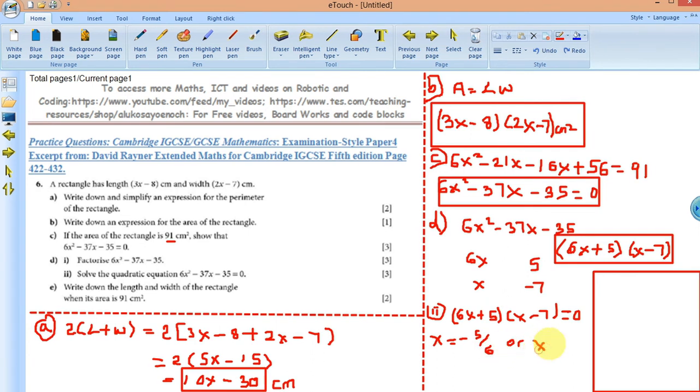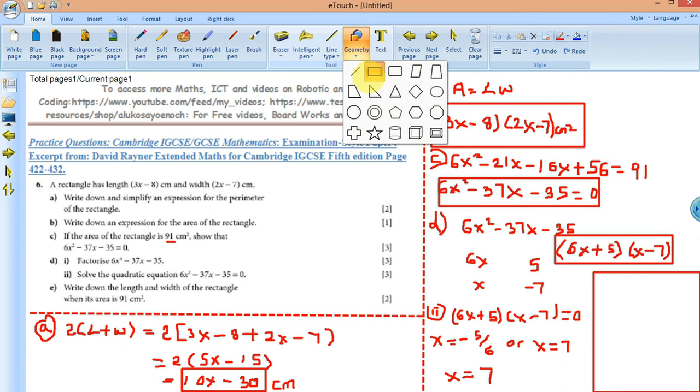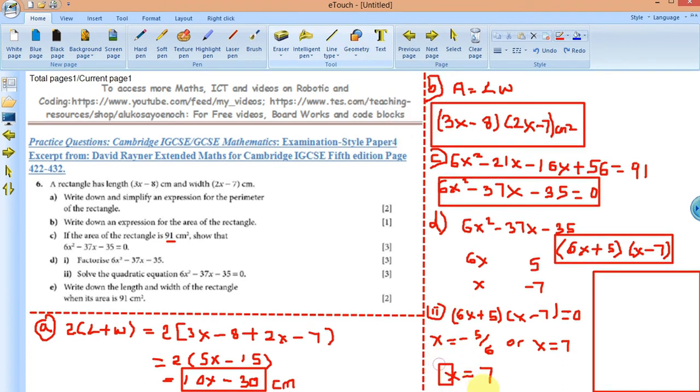Okay, look at the dimension we have here. If we have a minus 5 over 6 here, it means that the length will be negative and the dimension cannot be negative. So therefore, x cannot be minus 5 over 6. So the only possible solution is such that x equals to 7. So let's keep this one here. That's the only solution that satisfies the problem we have there. So let's go with the next question now.